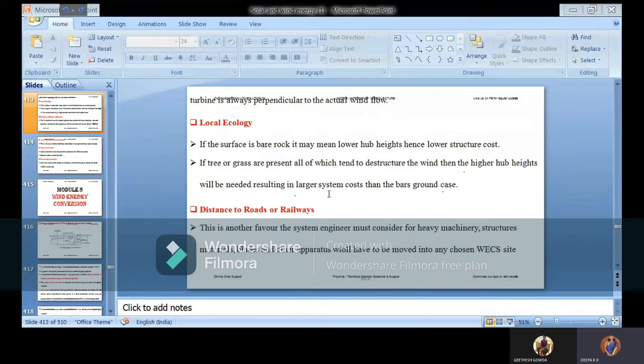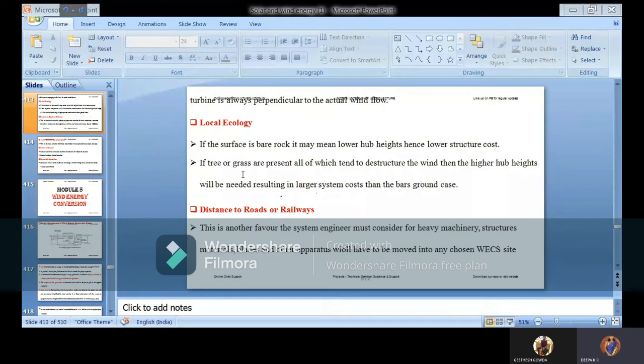But if you're going for a huge investment, as the government is investing for generation, then we definitely prefer the highest hubs. If you are traveling on some highways, you can see the windmills, they're visible. But when you want to go near the windmills, it is almost 100 or 200 kilometers far away from your places. It is seen, means you could understand that it was kept at a great height. So that's why higher hub heights will be needed, resulting in larger system cost. Okay, that is the local ecology, small scale and large scale.